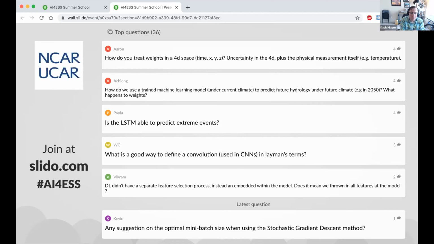I'm going to do one more question, and then we'll wrap up the panel. Since there are a couple along a similar theme, I'm going to try to bridge them together. How do we use a machine learning model trained under the current climate to predict, say, future hydrology or any kind of future climate or extremes, say in 2050? What happens to the weights, and is there anything else we need to change in the model? What do we know, and what don't we know about this?